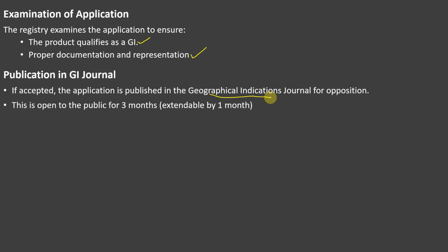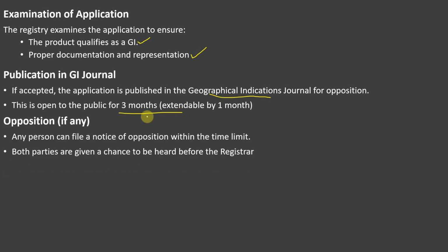for opposition from the public. So it will be open for 3 months, which can be extended by 1 month. So there is a time limit within which any person having opposition can claim, within 3 months of the publication. So if there is any opposition, it shall be within the time limit. Both the parties are given a chance to be heard before the registrar, that is the applicant and the person who has opposition shall be given a chance to be heard.